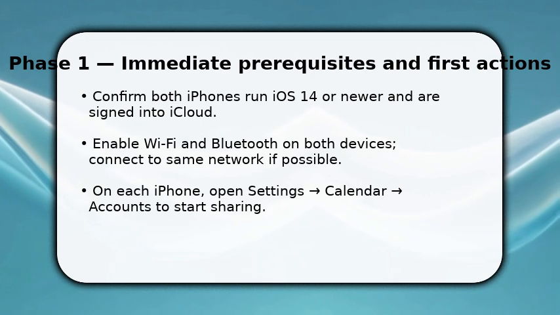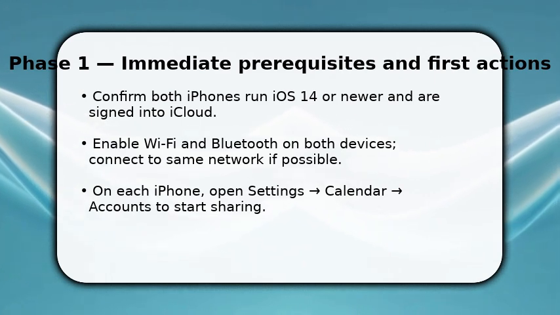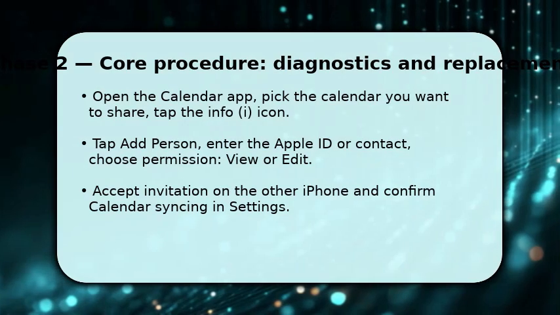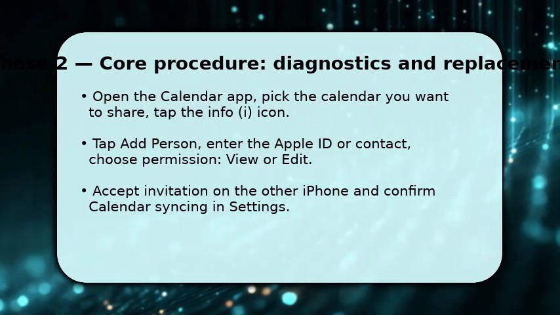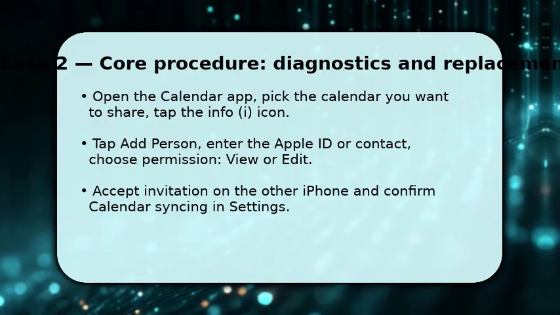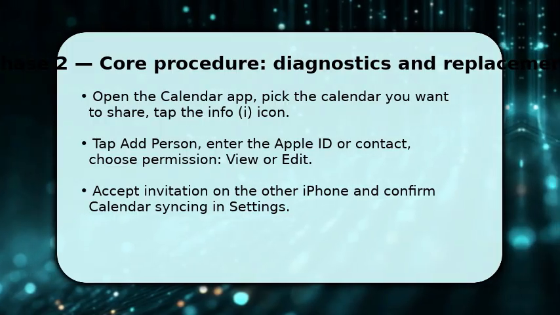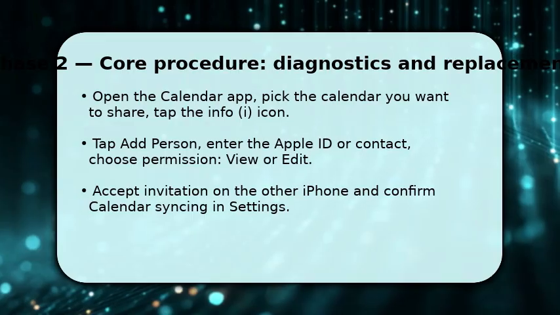Now you perform the actual sharing inside Calendar, which gives control over who sees and edits events. You tap the Calendar's info button, select Add Person, and type the recipient's Apple ID or contact name. Choose Edit if you want collaborative scheduling.